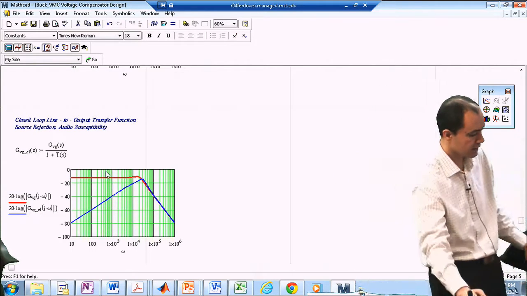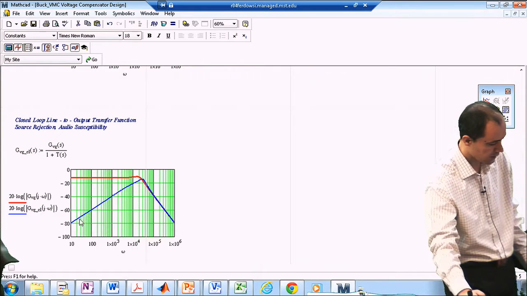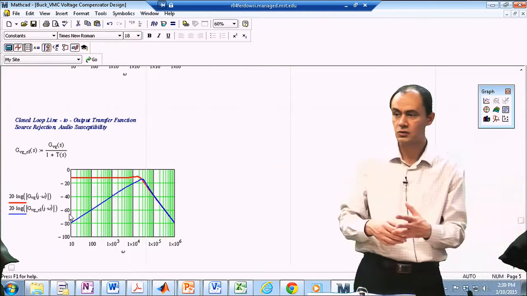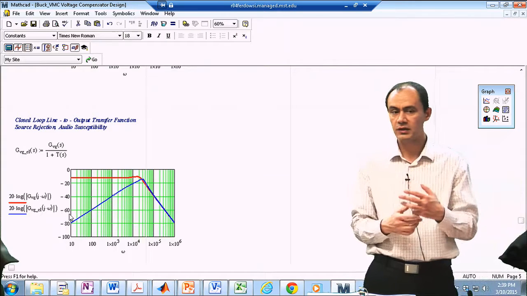So the more negative you are, the better it is. This is indicating that at least at frequencies that I'm worried about, for instance, 120 hertz, I'm doing a lot of attenuation, which is good.